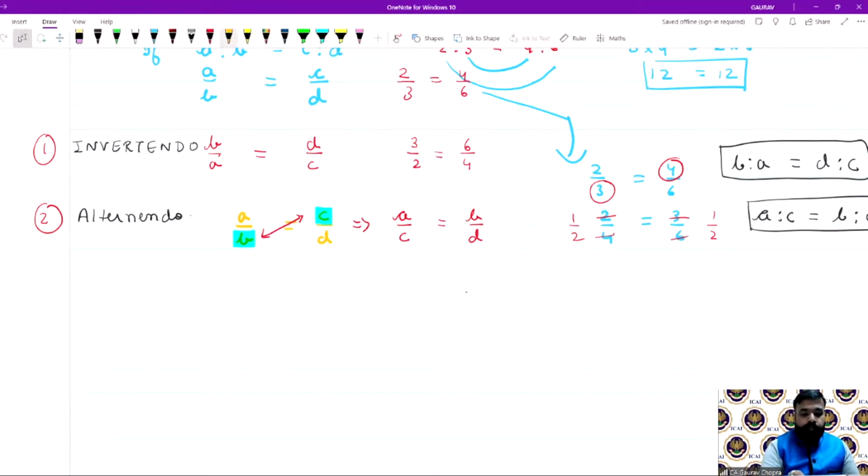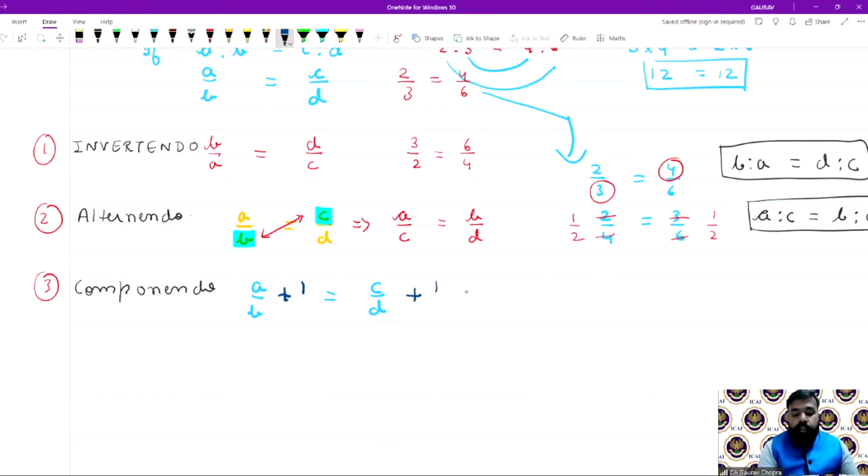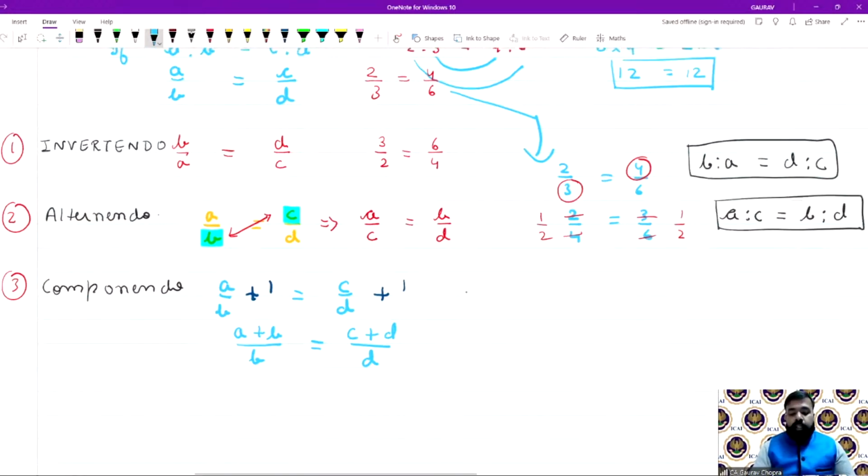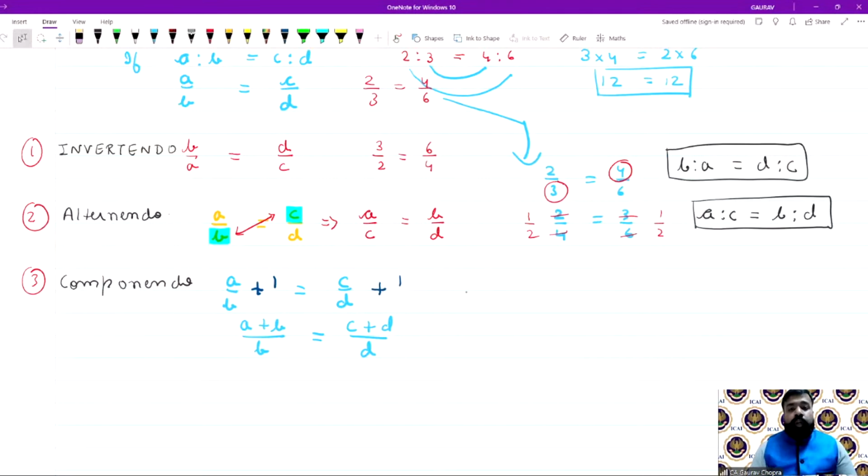Now comes the third one. Third one says componendo. Now in this, what we have to do? Again, writing the original ratio A by B is equal to C by D. Now, if we add 1 on both sides, still they will be equal. Then what will be the ratio? The ratio will become A plus B by B is equal to C plus D by D. So still they will be equal. So we have added 1 on both sides and the proportion will still remain the same.